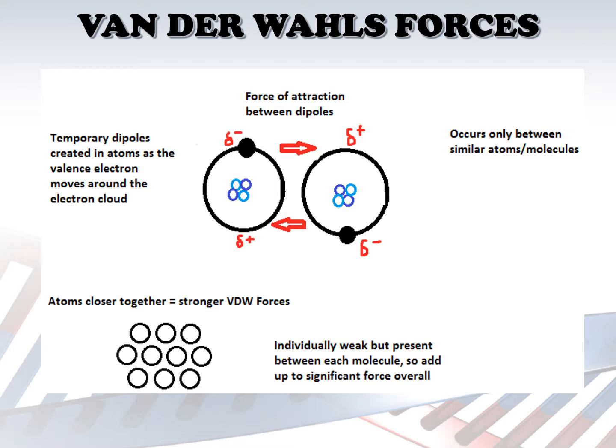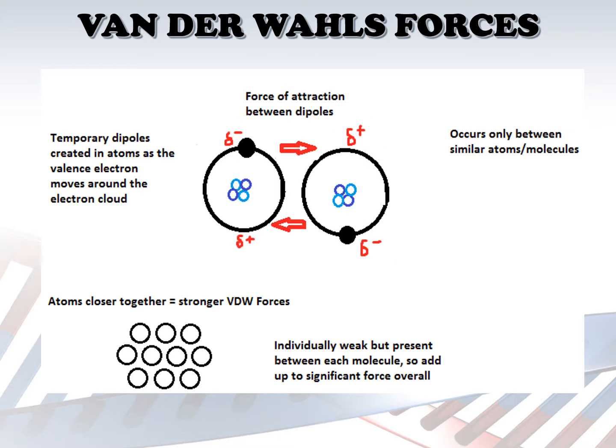So if you have two atoms, one with a valence electron occupying this side of the electron cloud, it's going to create a partial negative charge on the side of the electron, and a partial positive charge on the opposite side. Same again for the second one on the right here. If the electron is occupying this portion of the cloud on the bottom, you're going to get a partial negative charge on the bottom and a partial positive charge on the top.